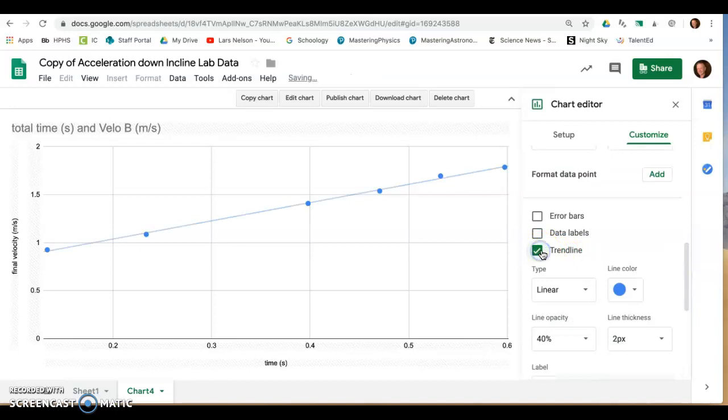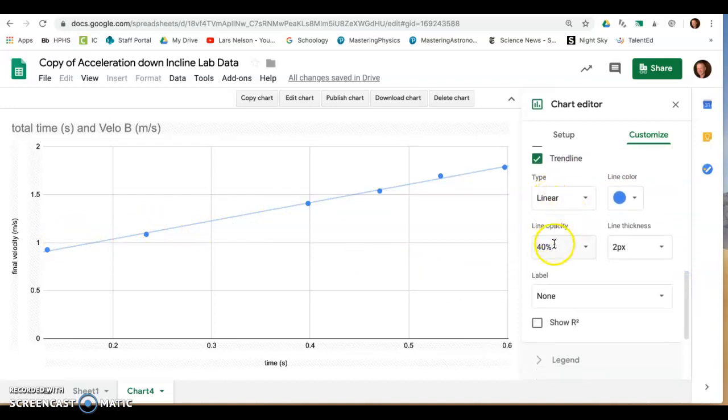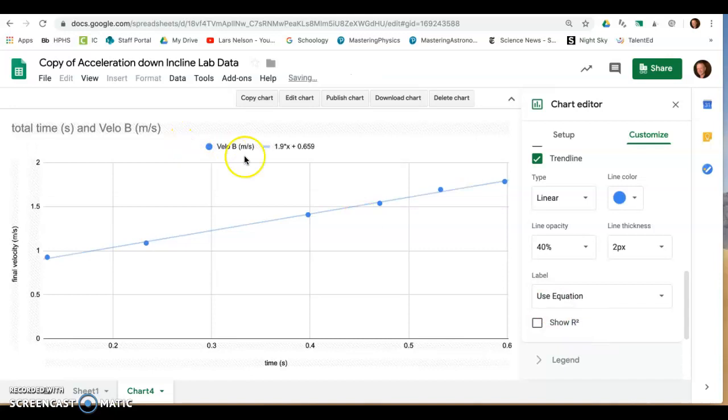choose the trend line. You should notice the trend line is a very good fit. This is not a polynomial. It's not a trend that curves. It's a linear fit, and the type of equation, being linear, does not need to be adjusted. However, you want to label this with an equation. So select Use Equation, and voila, mx plus b, so the slope is 1.9. The slope of this equation is 1.9.